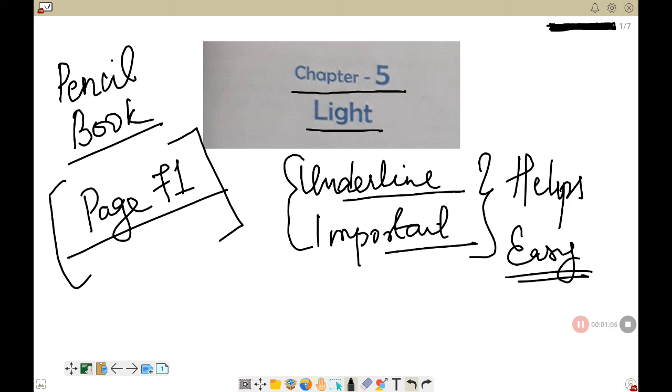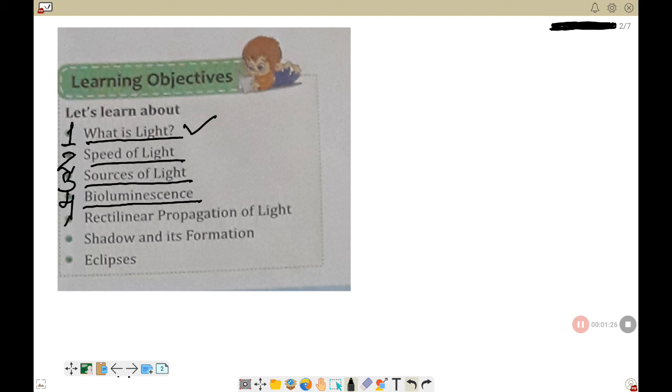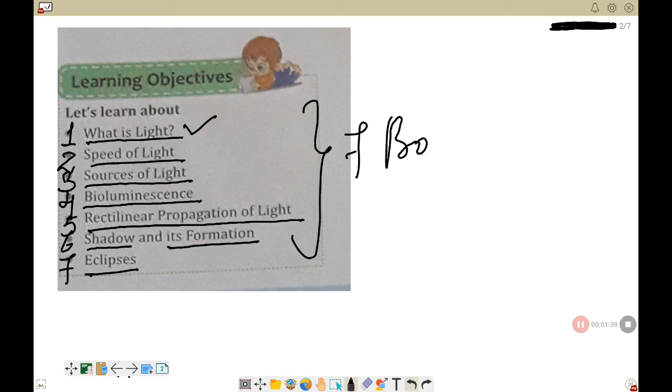Okay, now in this chapter number 5, that is light, what are we supposed to learn? So we will be learning 7 different topics here. Number 1 is what is light. Number 2 is speed of light. Number 3, third topic is sources of light. Fourth topic is bioluminescence. Fifth topic is rectilinear propagation of light. Sixth topic is shadow and its formation. And the seventh one is eclipses. So these are the 7 broad topics, okay, which we are going to discuss.